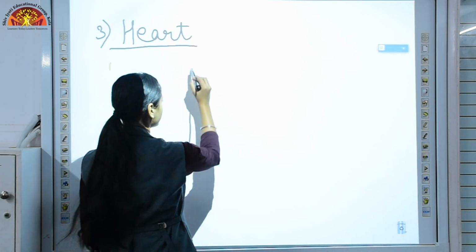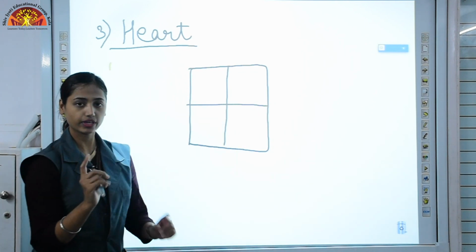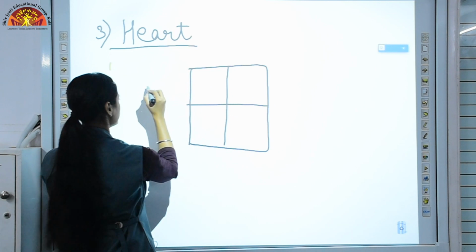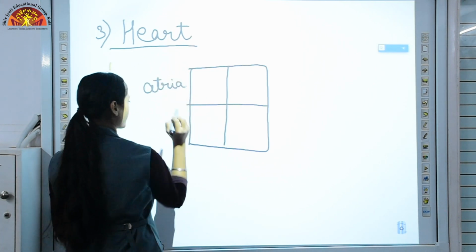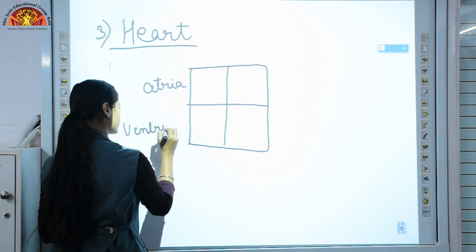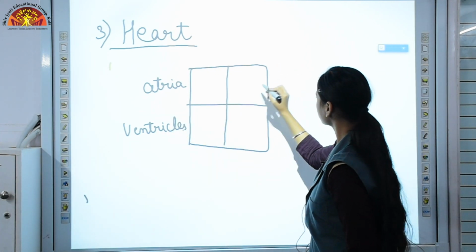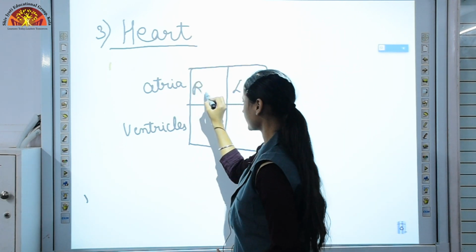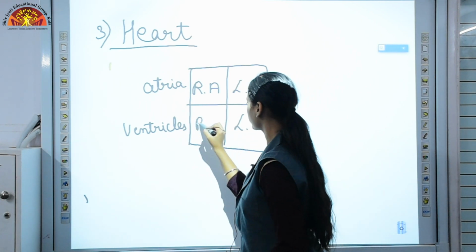We have divided our heart into 4 chambers. The upper chambers are known as atria, and the lower, the bottom chambers are known as ventricles. Now this is the left atrium, this is the right atrium, this is the left ventricle, and this is the right ventricle.